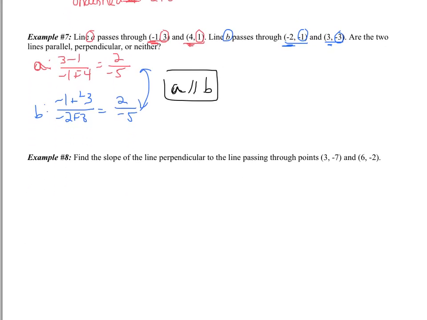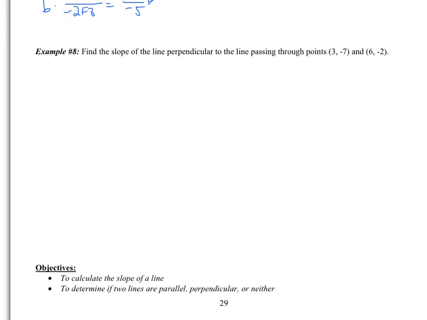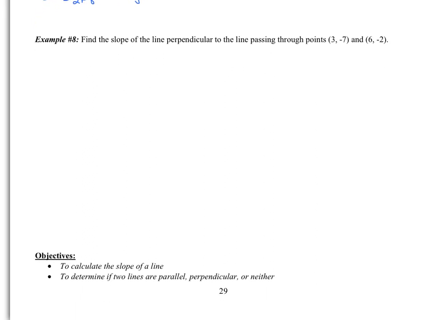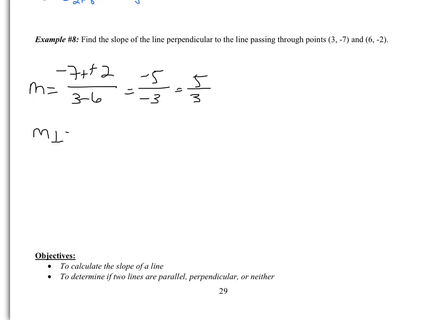Okay, right now, pause the video and do example 8 on your own, please. Okay, so you should have found the slope to be -7 subtract -2 over 3 subtract 6. It's like adding a positive, so it's -5 over -3, which is 5/3. So that's the original slope. The slope that's perpendicular then is going to be the reciprocal, 3 over 5, and it's going to be negative, the opposite sign.